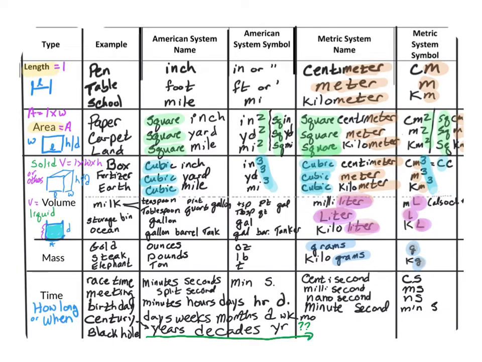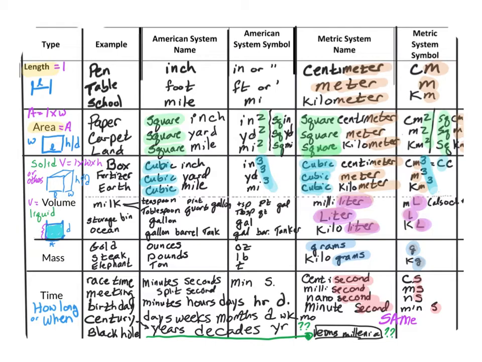Again, most of these measurements are the same for both the American and the metric system. It should be noted that all of these smaller units have second as a part of their unit. Again, the second is the base unit.